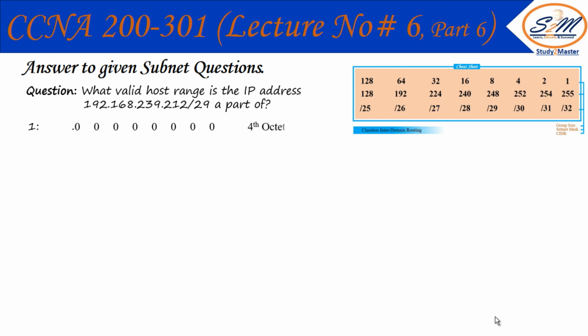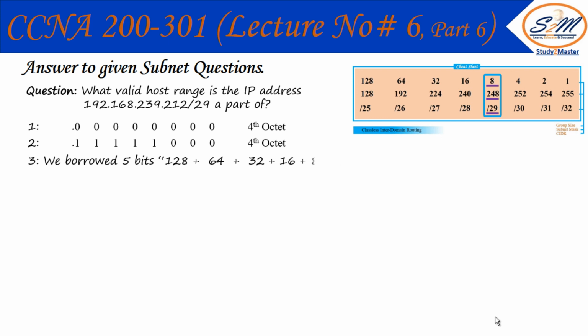What is the valid host range of the IP address 192.168.239.212/29? The given question is: how many valid IP addresses do we have with the given IP address? The process is the same as I told you. Again, we refer to the cheat sheet. In this question, once again, we change the first 5 bits of the fourth octet of the IP address. For the fourth octet, the group size is 8, the subnet mask is 248, and the CIDR is /29. We borrowed 5 bits: 128 plus 64 plus 32 plus 16 plus 8 is equal to 248.